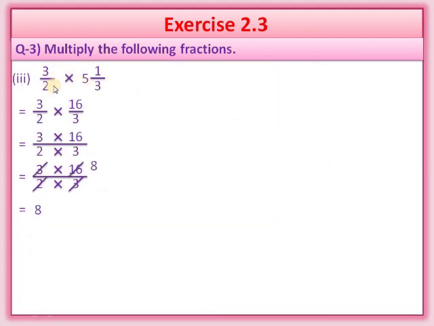3 upon 2 multiplied by 5 integer 1 upon 3. First we will convert into a simple fraction. 5 threes are 15 plus 1. So 5 threes are 15 plus 1, 15 plus 1 is equal to 16 upon 3. Okay. So 3 multiplied by 16 upon 2 multiplied by 3. So here you can see, beta, how this comes. We will show here these threes will be cut. So I have mentioned here.